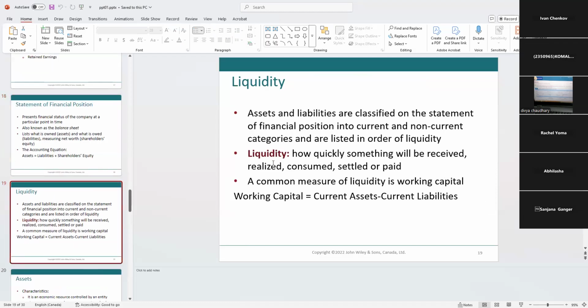We're going to have liquidity. Liquidity is how fast we can pay our current liabilities with the current assets. Current assets and current liability, as I showed you in the class, represent our working capital. How fast we can pay shows us how liquid the company is.